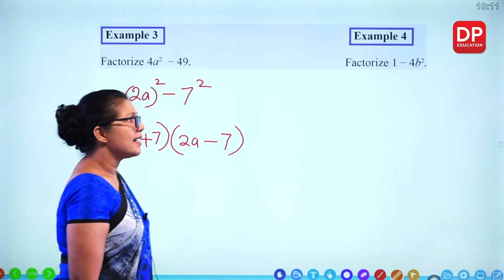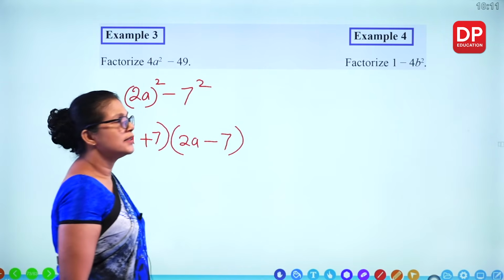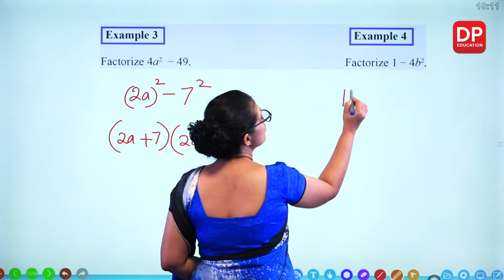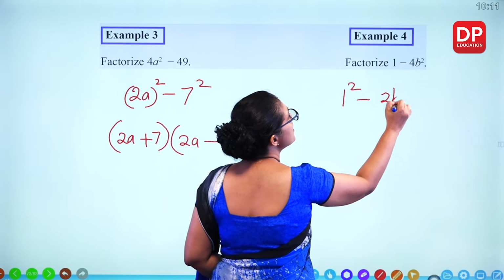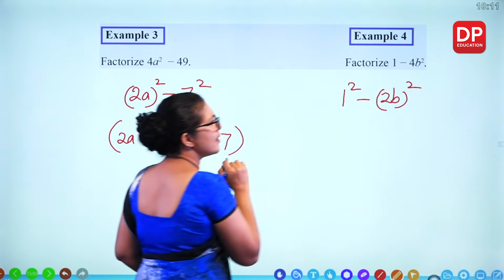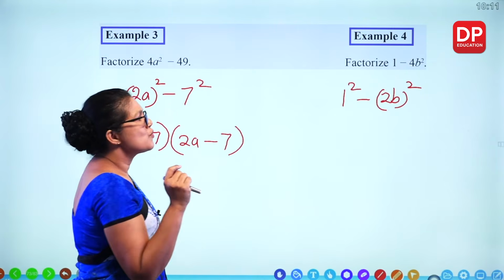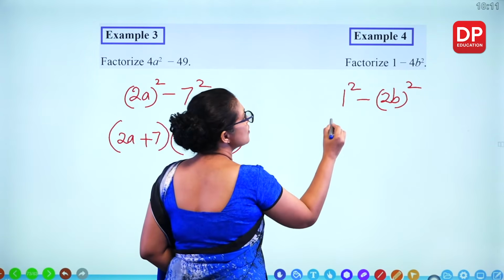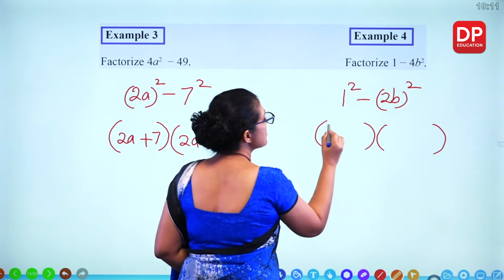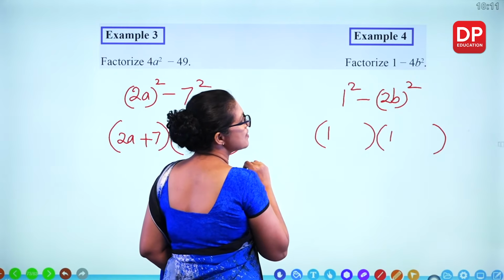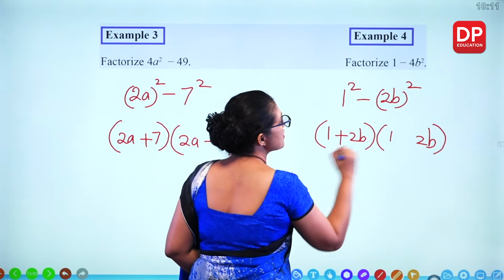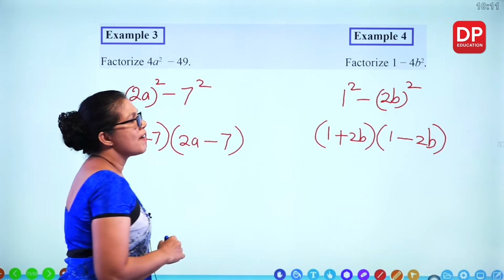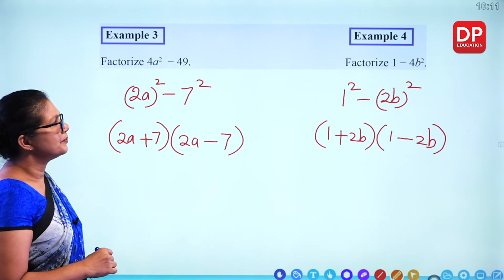Here 1 is there. Is 1 a square number? Yes, we can write 1 squared is 1. 4b squared I can write 2b whole thing squared. So this is difference between two square terms. So you can write down the two factors. 1 is the first term, 2b is the second term. One factor is positive, the other factor is negative.